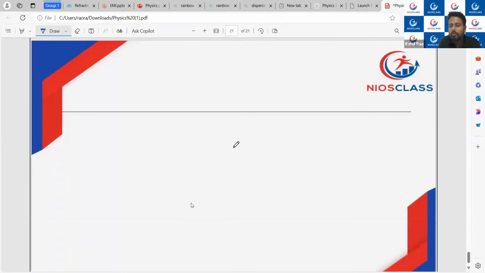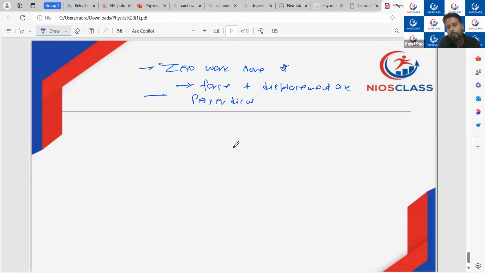So when will it be the zero work done? Zero work done happens when force and displacement are perpendicular to each other. Is it clear? So this is called zero work done. So these are the types of the work done. How many types of the work done? Positive, negative, and zero work done.